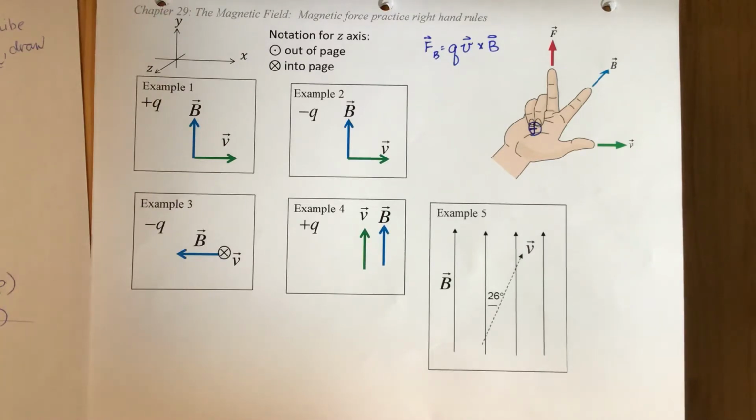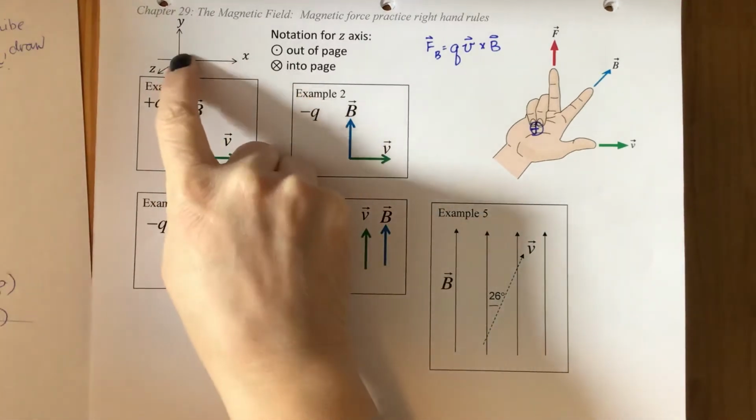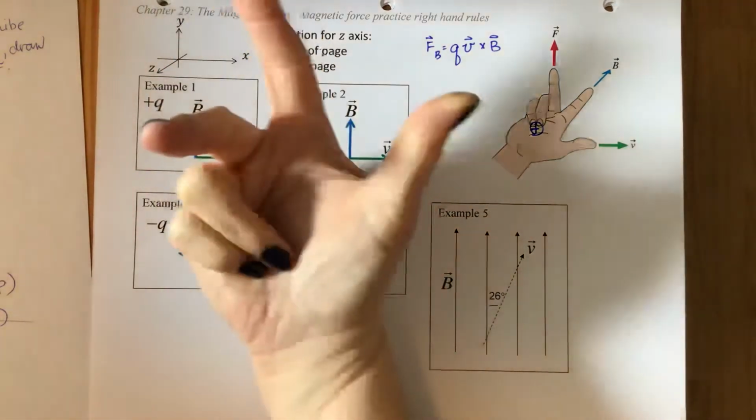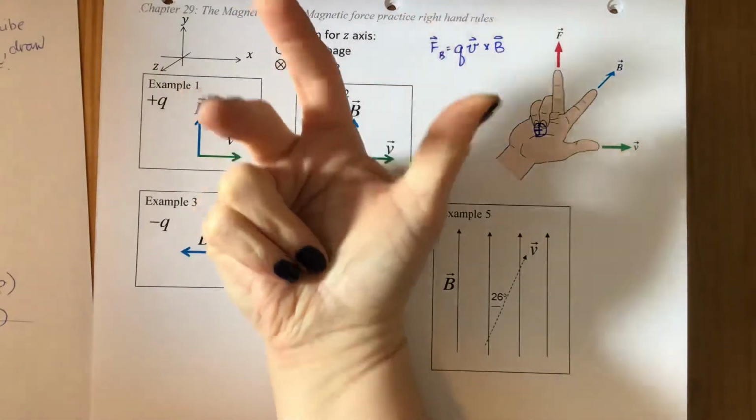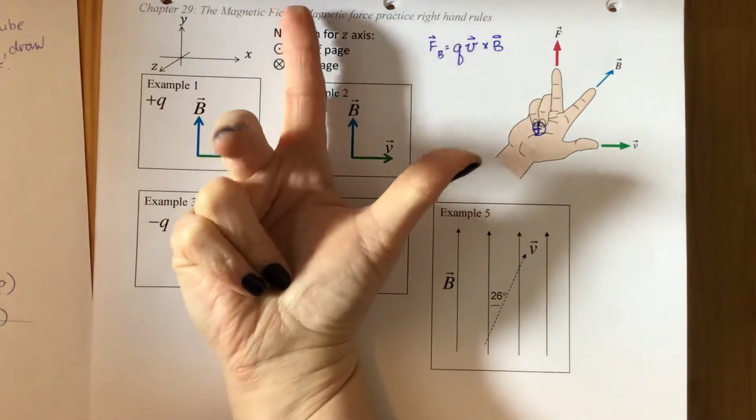So let's start by showing our coordinate system. Positive X to the right, positive Y up, Z out of the page. That follows a right-hand rule as well. So out of the page will be directly towards you. Positive X is to the right, positive Y is up towards the top of the page.